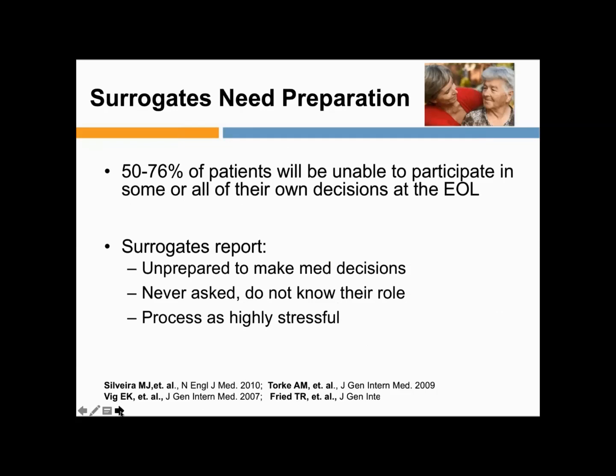And then I think this is really highly important in terms of surrogates' need for preparation. Up to 3/4 of patients, all of us really, will be unable to participate in some or all of our own decisions at the end of life. Yet surrogates report being unprepared to make medical decisions. They were never asked to play this role. They don't know what their role is. And again, as we talked about, it's been highly stressful, and surrogates have been having PTSD.